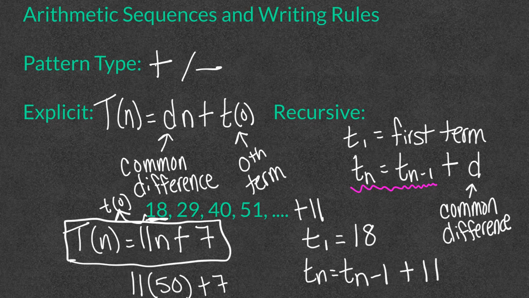Now, I would always need to know the previous term to generate the list of the sequence. So a recursive rule, this is challenging if I wanted to find the 50th term, right? I would have to sit there and add 11 50 times. So there's a benefit to each different type of equation. Let's take a look at how we would write rules for geometric sequences.